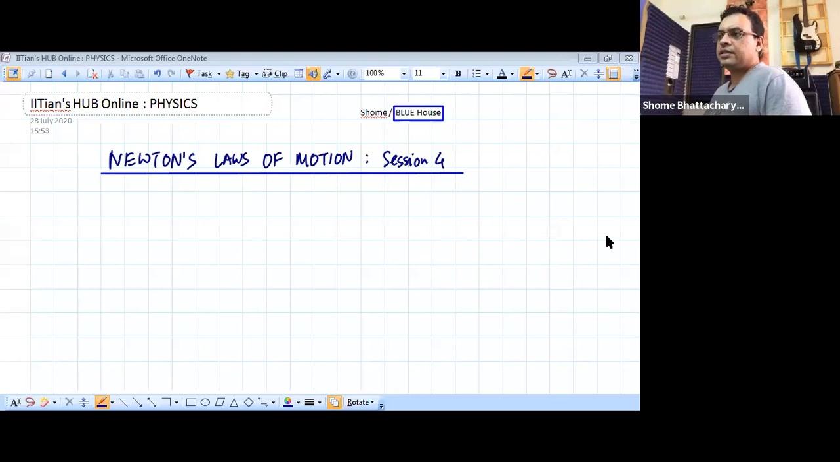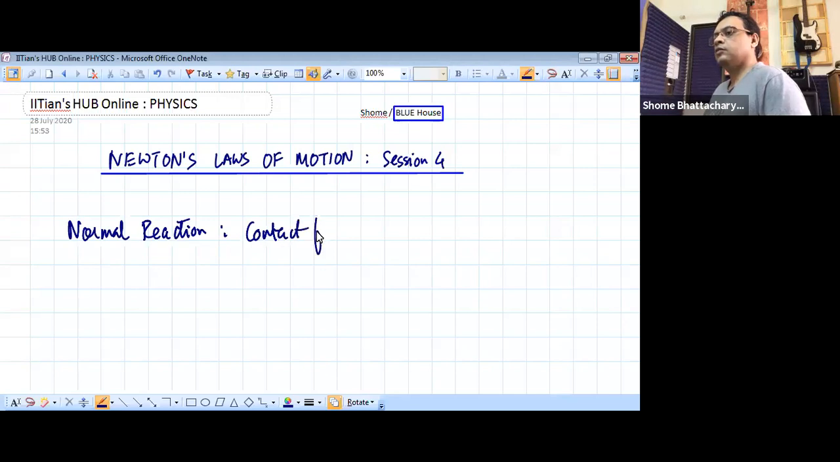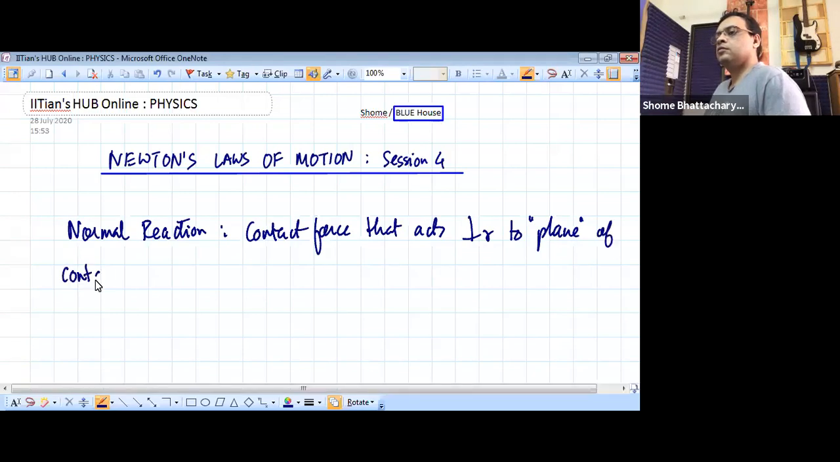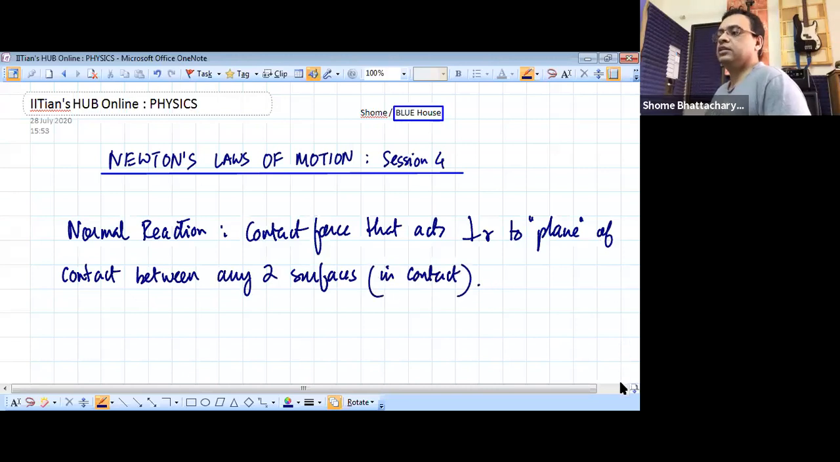So we were discussing last time about normal reaction as a self-adjusting force, and we saw that normal reaction or contact force is the type of contact force that acts perpendicular to the plane of contact between any two surfaces in contact, and we saw that it is self-adjusting in nature.